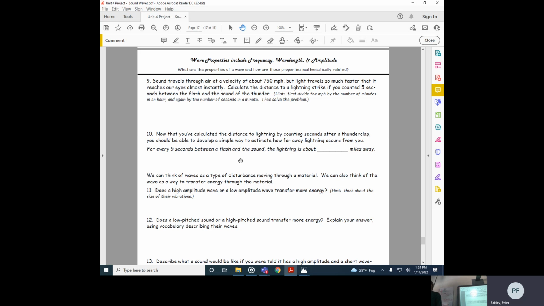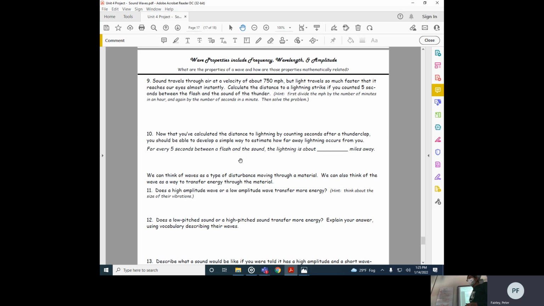And this is connected to question 10. All you have to do on question 10 is fill in the blank. Develop a simple way to estimate how far away lightning is from you. How can you tell how far away lightning is from you? If it's a 5-second delay between the flash and the crash, how far away was it? What did you just calculate? If it's a 5-second delay, how far was it? That was about a mile, huh? Just slightly more than a mile, but so little more, you might as well just call it a mile every 5 seconds, huh?